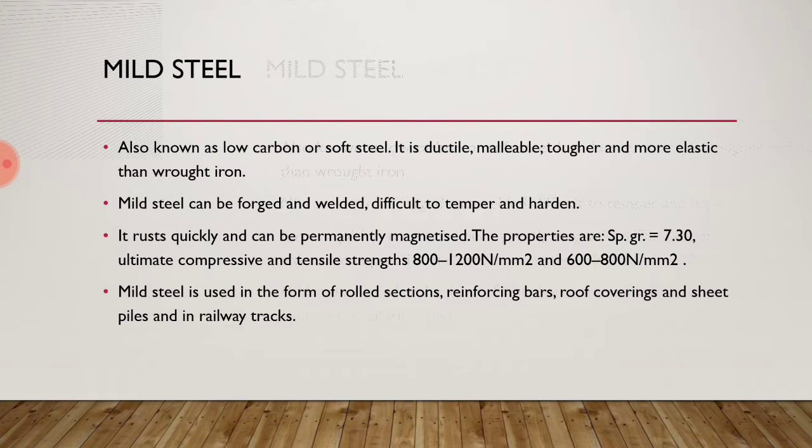Mild steel is used in the form of roll sections, reinforcing bars, which is the most common use of steel in construction, ranging into floor slabs and foundations as a means of reinforcement, and roof coverings, which you may all be familiar, and sheet piles, and in railway tracks.